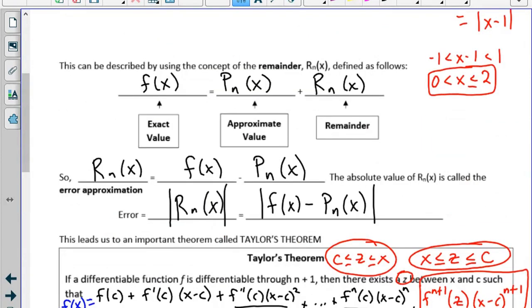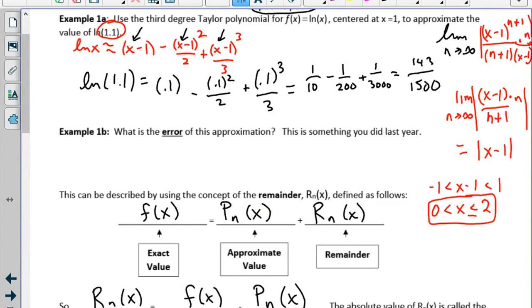So now let's go back to the original problem. What is the error in this approximation? This is something you did last year in honors pre-calculus. So if we want the remainder of the third degree polynomial, we look at the fourth term. So the fourth term, remember, is going to be (x minus 1) to the fourth over 4.